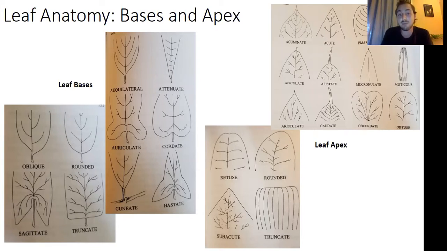That is very important in our tupelos or our black gums. We have acute and rounded. Those are what we see most of the time. So acute is just triangular, and rounded is just a rounded off apex.